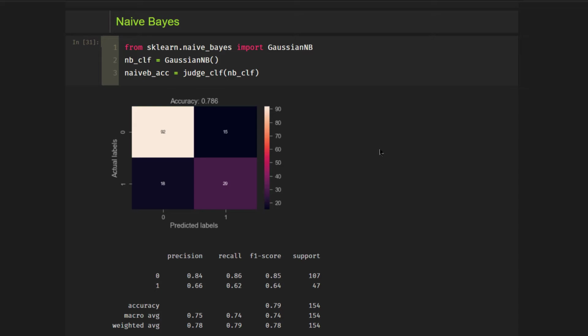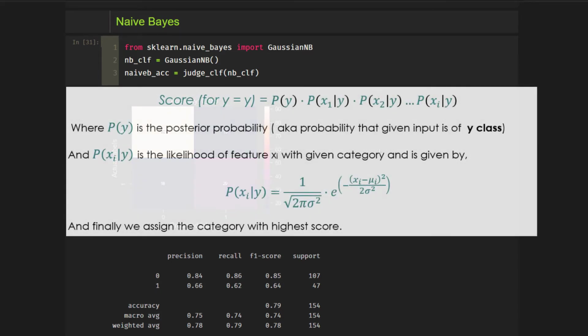And then for every feature we do this. For glucose also, we'll create a Gaussian distribution for diabetic and one for non-diabetic. Then when a new value is provided, we calculate the score for a particular category using this formula, for the probability of y equals y. Depending on which category gets the highest score, we assign that category to it.